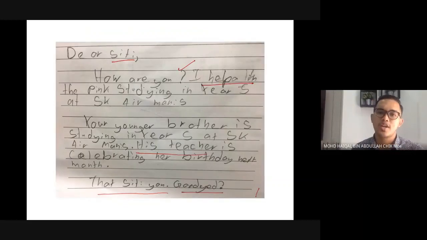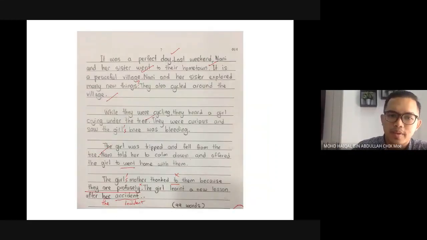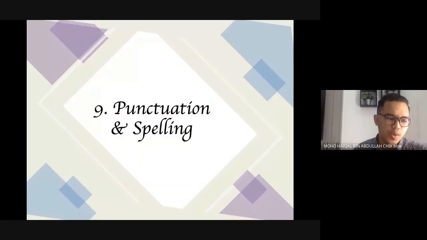If you are, for example, teaching year 5 and year 6, you have to mark like you are teaching 5 classes, 5 times 30, 150 papers. Okay, you got like 30 papers like this. It will somehow affect your emotions, can? To see a piece of work with this kind of handwriting. Okay, all right. And the last one is punctuation and also spelling.